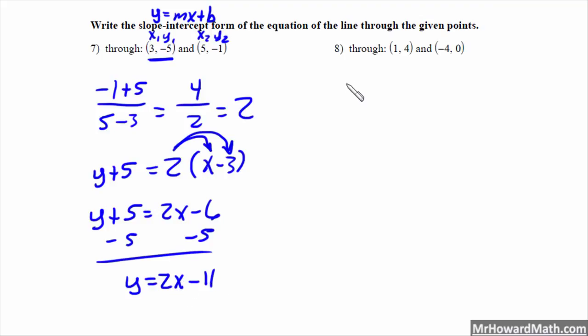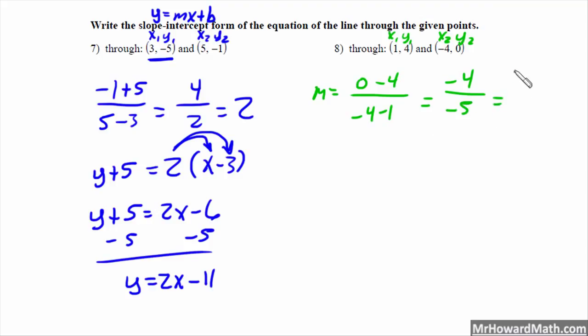Now problem 8, we're going to approach it the same way. First we need the slope. So the slope would be equal to, let's label these x1, y1, x2, y2, 0, subtract 4 over negative 4, subtract 1. So 0 minus 4, negative 4 minus 1 is negative 5. Those two negatives cancel, flips to a positive 4/5.